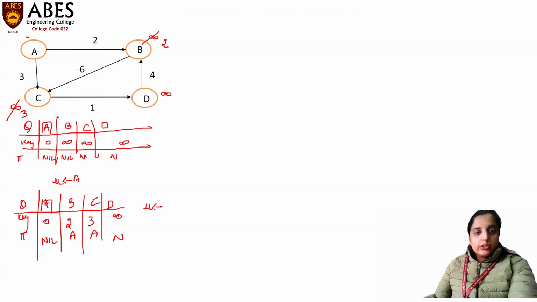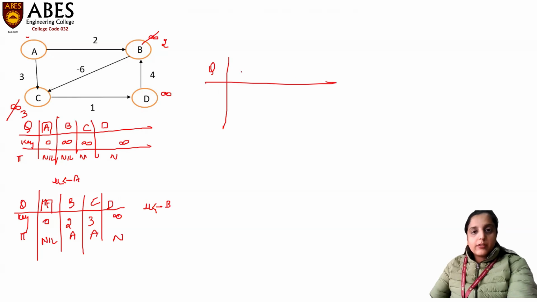Now what we'll do, we're going to extract B and we're going to construct the matrix again. In this matrix, we have already visited A, so we're going to copy the previous weighted values only, 0 and nil. And then B, we are going to visit now. So its value will also get copied from the previous matrix.